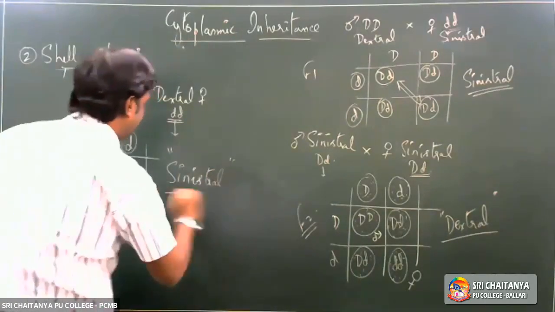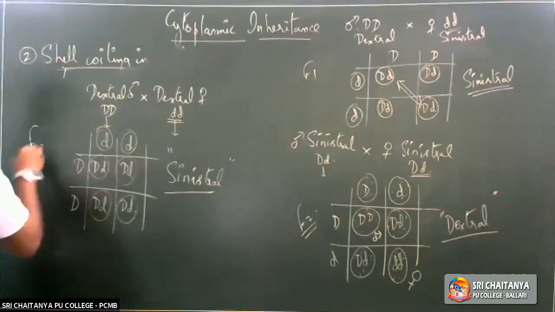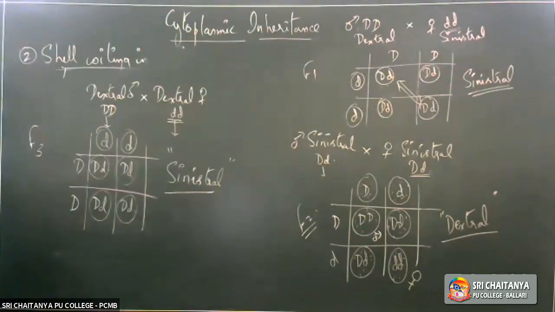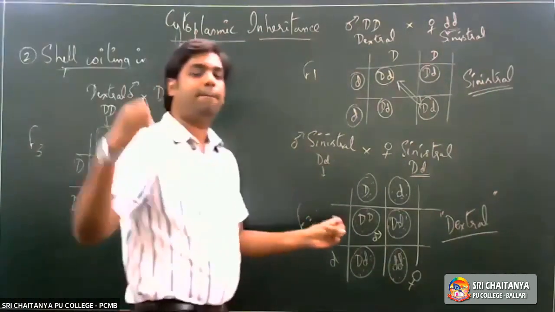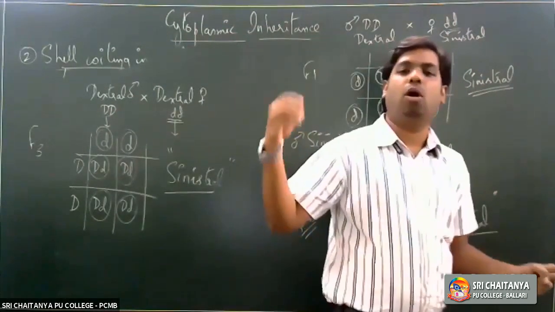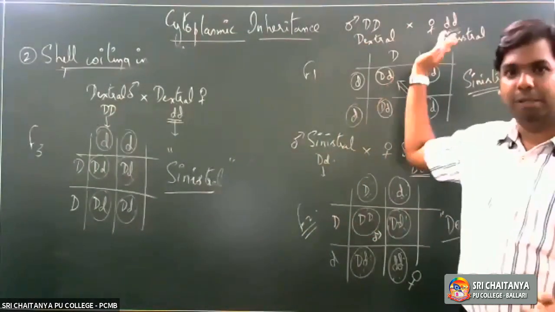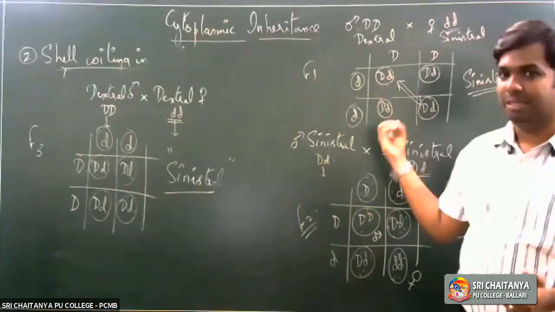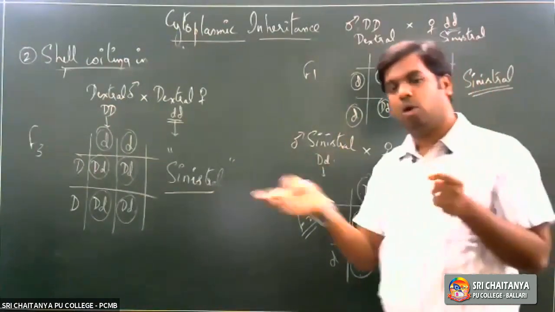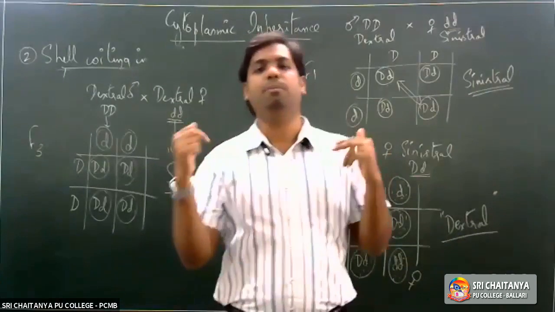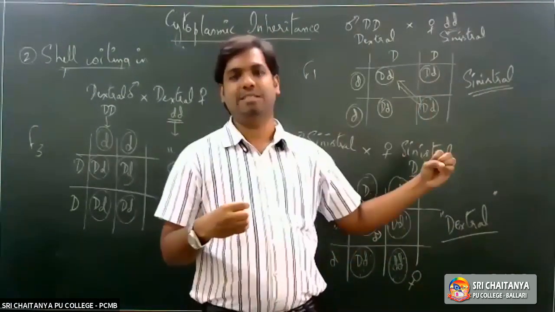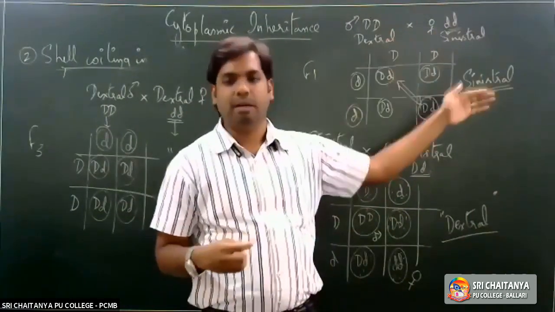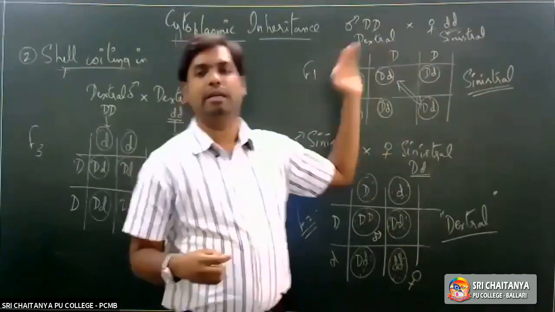So this would be the F3 generation. What we can understand from this is, in the case of snails, the coiling pattern is completely dependent on the proteins which are synthesized by the mother. So when is the protein synthesized by the mother? Whenever there is a dominant allele present, either one dominant or both dominant. If there is a dominant allele present, only then will the protein be synthesized. And once the protein is synthesized, that protein will determine the coiling pattern in the offspring.